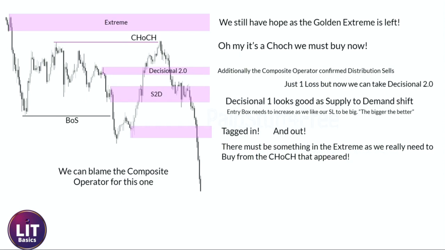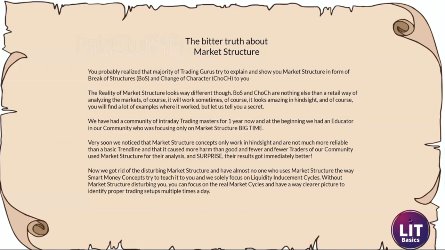So if you go to the next slide, just to end this little rant, the bitter truth about this market structure, or this overall smart money concept, is that you probably realize the majority of these marketers, literally marketers, not even traders, try to explain to you that market structure in the form of these breaks of structure and changes of character is the way to go, right? Again, they show you multiple combinations like Wyckoff, higher time frames, nada. But the reality of market structure looks very different, as we showed you just a little bit earlier. And again, these breaks of structure and changes of character are nothing else than a retail way of analyzing the markets. But of course, as we said multiple times, it will work at some point. And of course, it looks amazing in hindsight. And of course, it's amazing to look at these Instagram posts where they show you these little cheat sheets and free whatever confirmations and stuff like that.